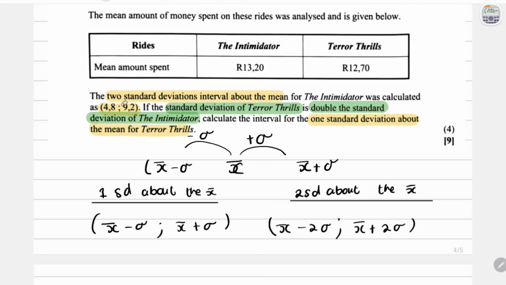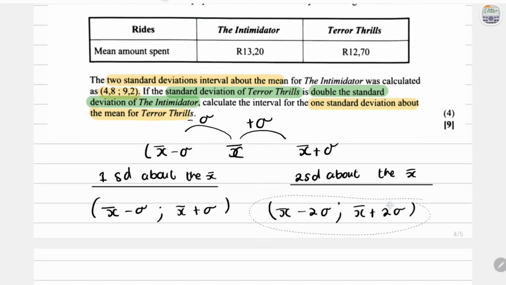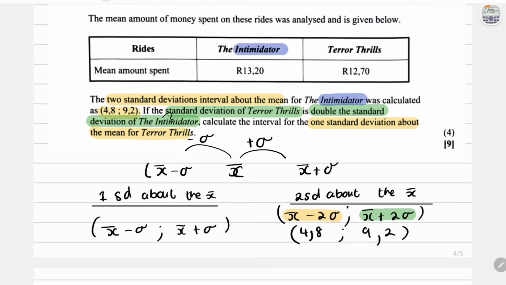So now we can say the two standard deviations interval about the mean for the Intimidator was calculated to be this. They already calculated that, and that is the interval that they got: 4.8 and 9.2. As you can see, if you say mean minus two standard deviations, you should get 4.8. And if you say mean plus two standard deviations, you should get 9.2. That's really what they mean there. Of course, that is for the Intimidator.